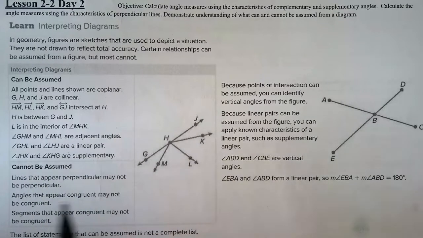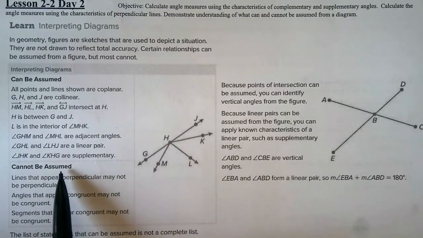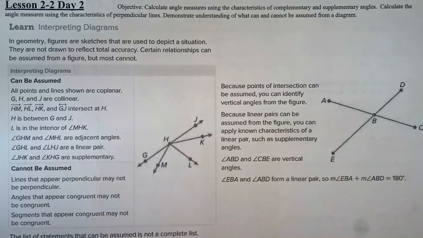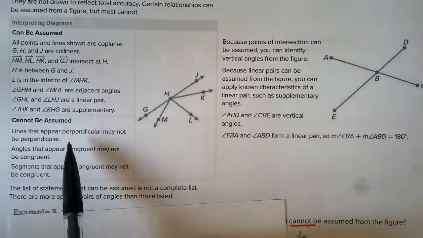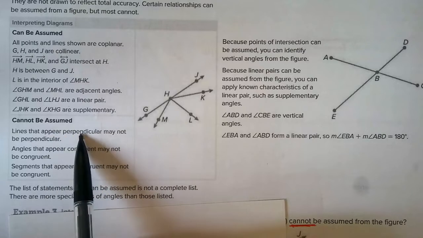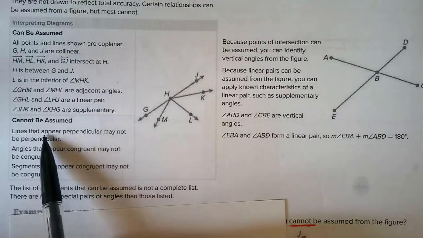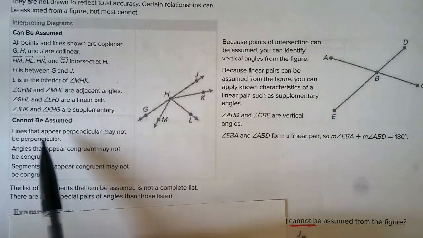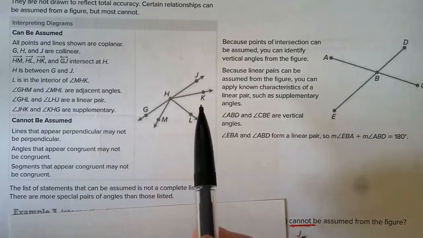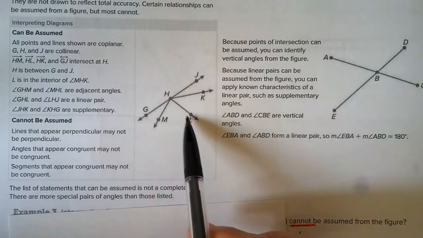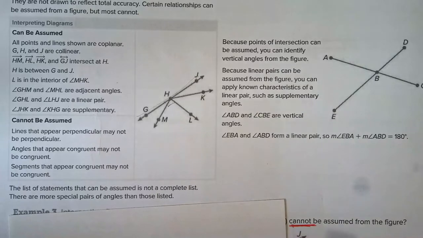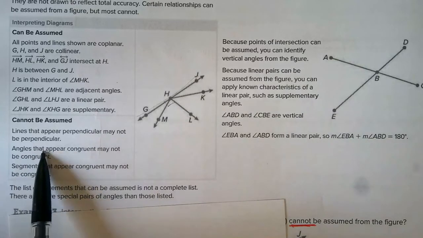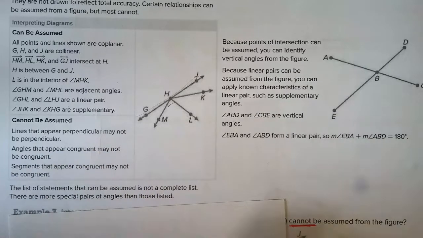Let's take a moment and just see which ones are not true, because these are sometimes what kids get confused on. In this picture, you cannot assume that the lines are perpendicular. So lines that appear perpendicular may not be. For example, it might look like this is perpendicular with this, but without them drawing a right angle, I don't know that. Also, angles that appear congruent may not be congruent.